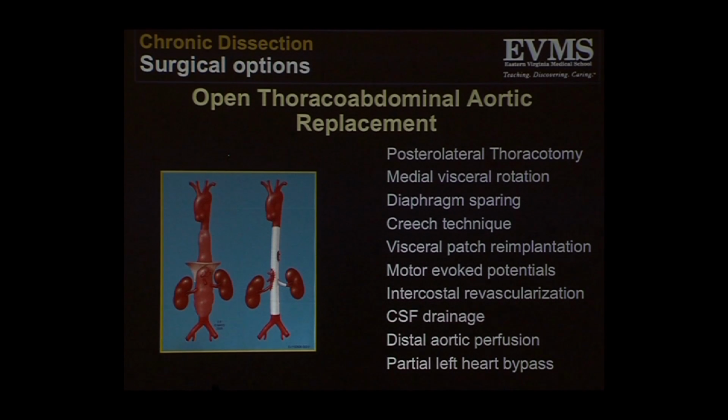We still do it by the classic posterolateral thoracotomy with medial visceral rotation. We try to spare the diaphragm as much as possible. We do the Creech reimplantation technique with visceral patch reimplantation. We use MEPs to monitor the cord.